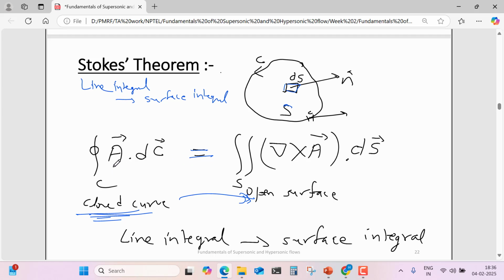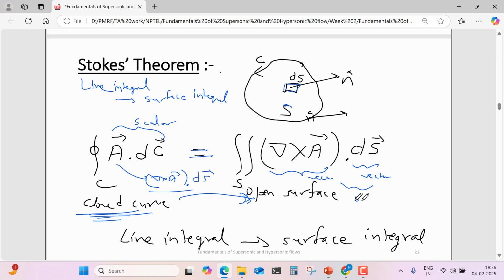So we have to take the curl of this quantity and multiply with this surface. Take the dot product. So if you see, these both quantities are vector and this dot product will be scalar. If you see this right hand side also, this quantity is vector, cross product, this is also vector, and the dot product will be scalar. This is one important theorem, so it will be better to remember it.